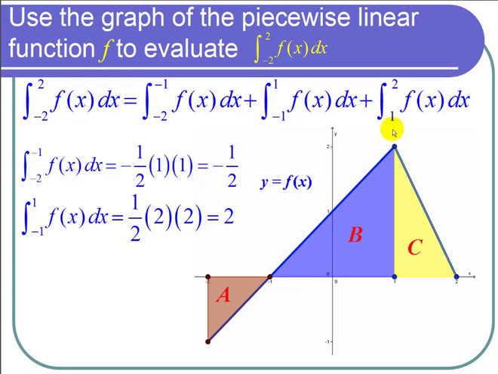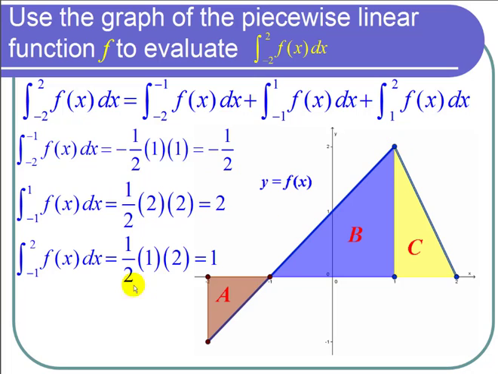Now let's figure out the final integral, the integral from 1 to 2 of f of x dx. That's also a triangle, and it's also above the x-axis. So the area of this triangle is this integral, and the base is of length 1, the height is of length 2, so we get that this third integral is 1/2 times 1 times 2, which is 1.